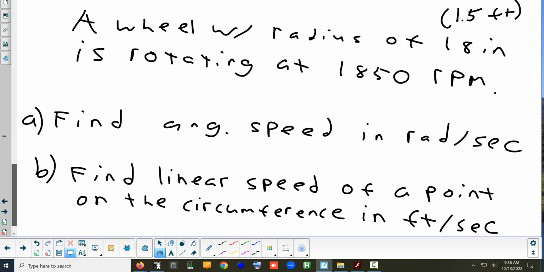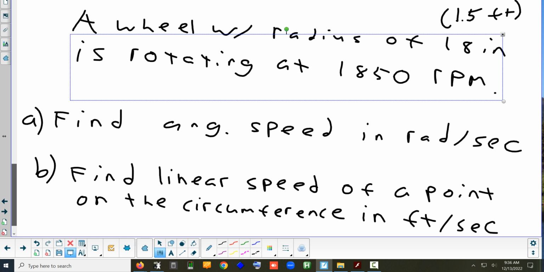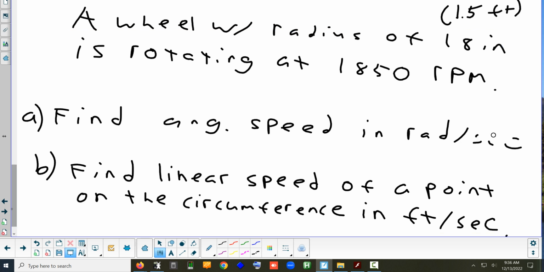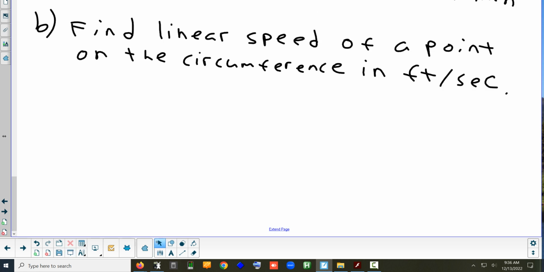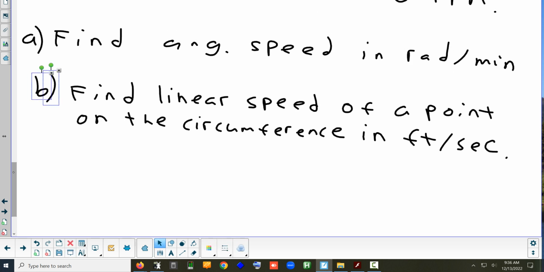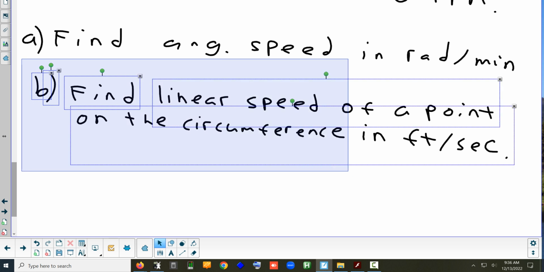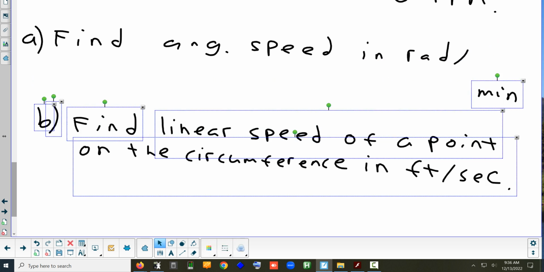First, they just want us to take the angular speed in revolutions per minute and change that to radians per minute. So let's just practice changing angular speed to angular speed. That part's going to be pretty easy. So let's do part A first. I'm going to move part B if I can. Just move that down.